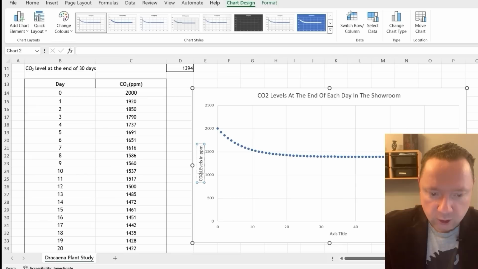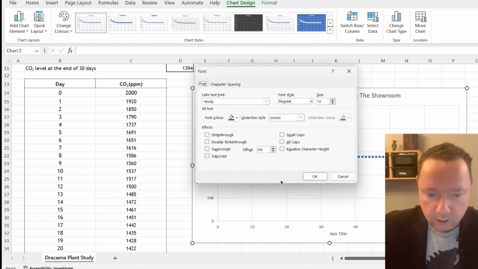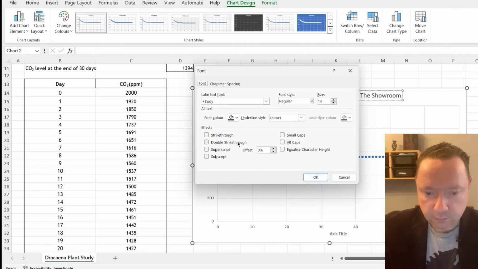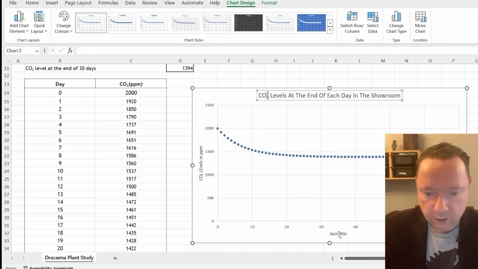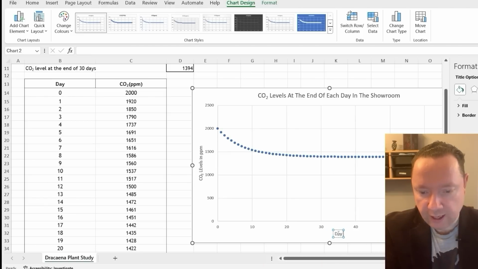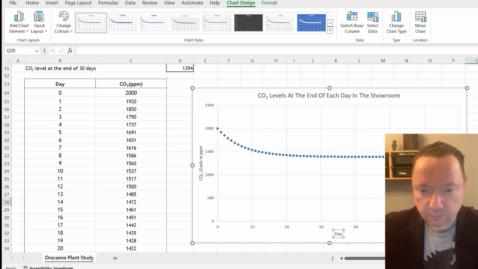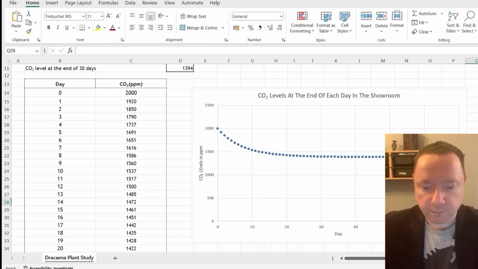I'm going to make that too small just because it is a subscript, but you probably won't have to do that. And then this one is just day or end of day. And there you go, we've got a nice graph.